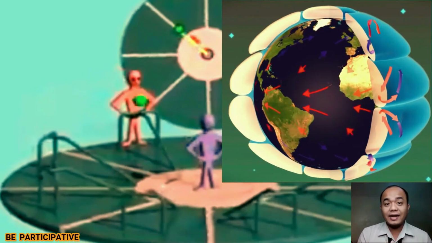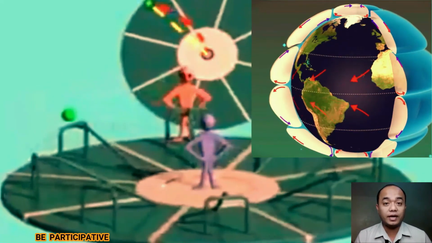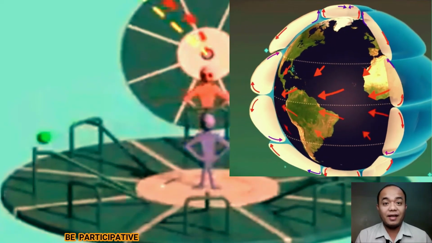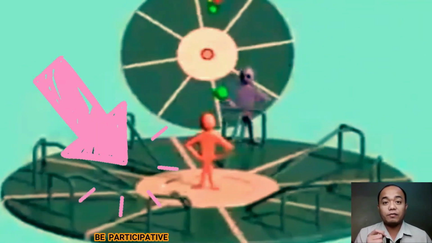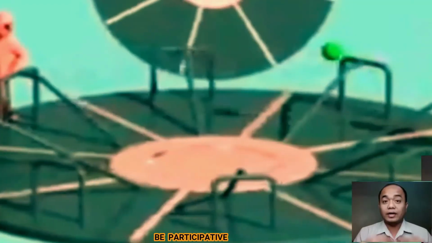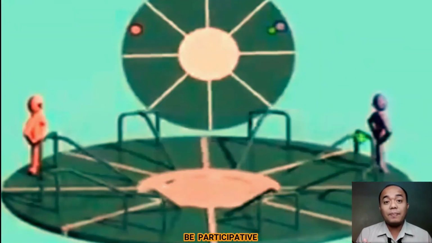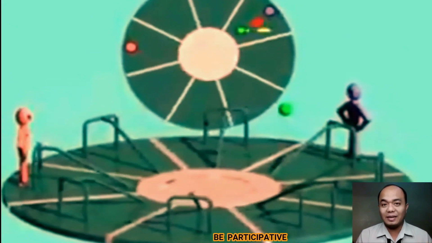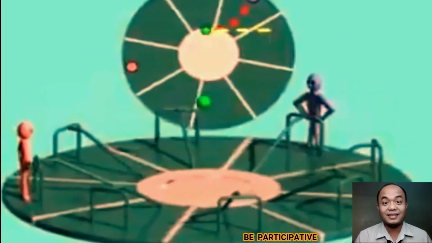Yung bola na yan ay nagre-represent yan ng moving objects like the air. And your merry-go-round represents the Earth while it rotates. Yung illustration na to, class, ay simpleng paglalarawan lang kung ano yung ibig sabihin ng Coriolis Effect.